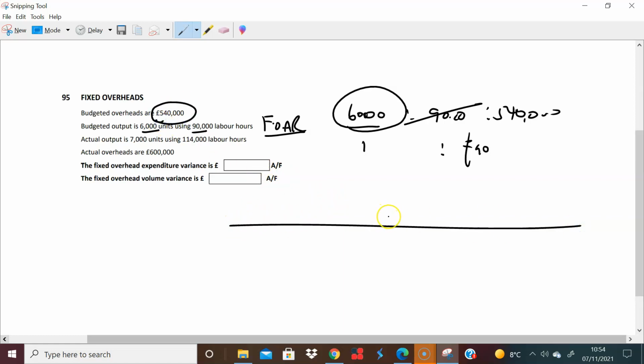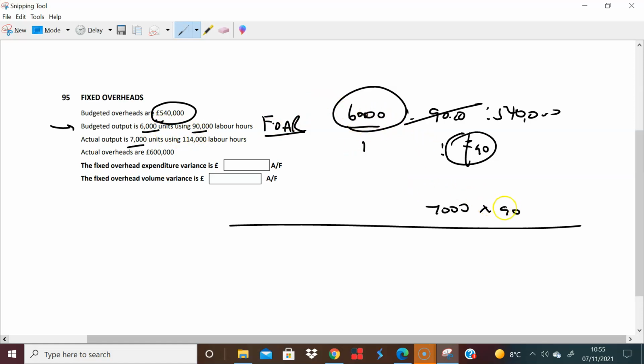We only need this just to get this 90. Now just imagine the accountant putting in the overheads with every unit. So he makes 7,000 units, right? And he puts in £90 per unit. That's the budget. That's what he's doing. He's doing it based on units because that's what the budget is saying.